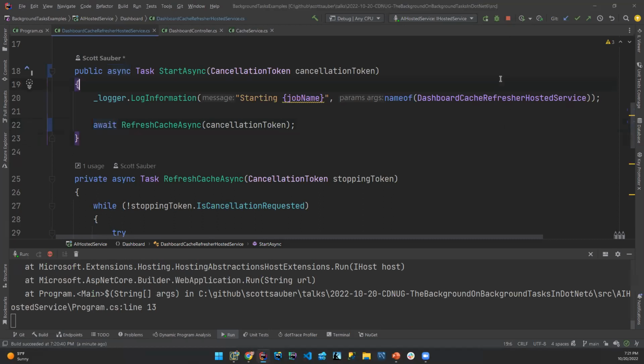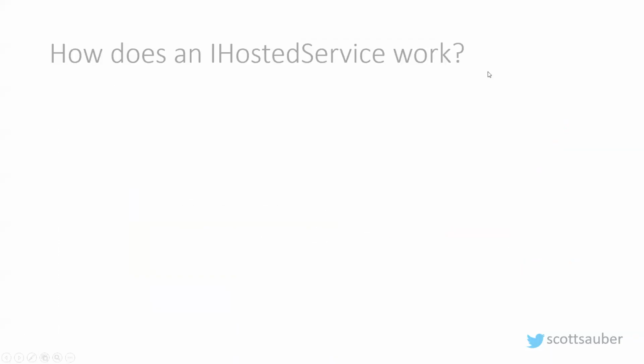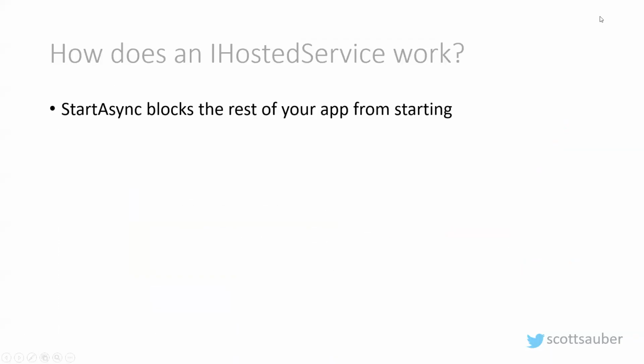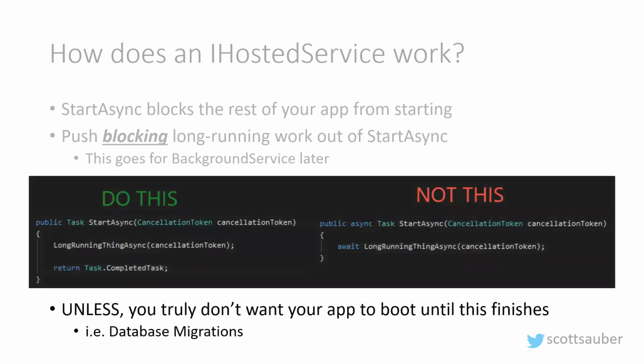I'm going to just kill that here real quick, and let's go back to the slides. All right, so StartAsync blocks the rest of your application from starting. If you have some sort of blocking long-running work, push it out of StartAsync and don't wait for that to finish in StartAsync. You want to do what's on the left-hand side here, not the right-hand side, where you're not awaiting that and you're just doing a fire and forget, as opposed to what you're doing on the right side.